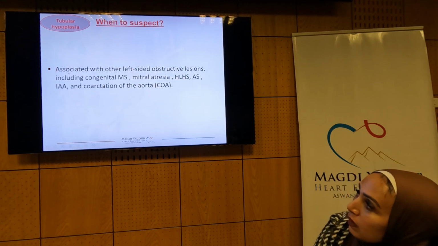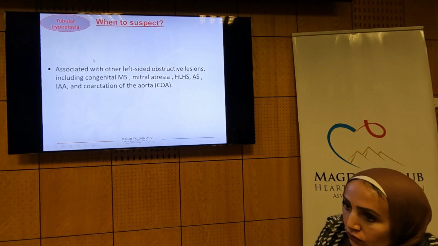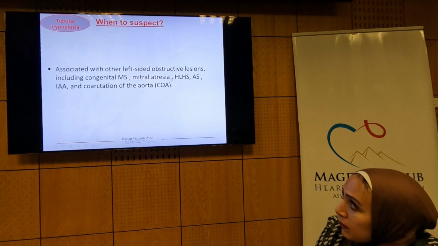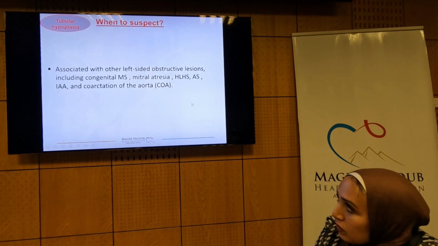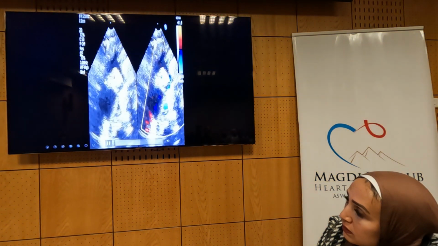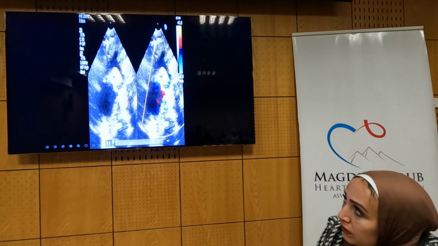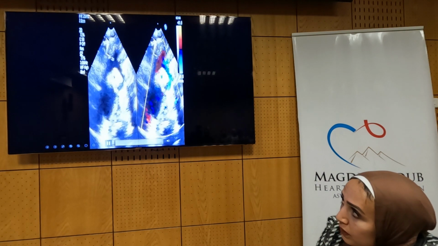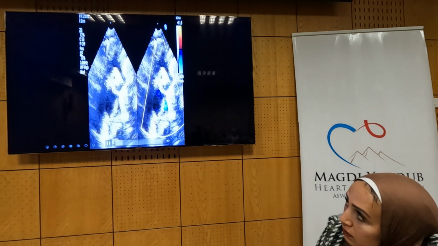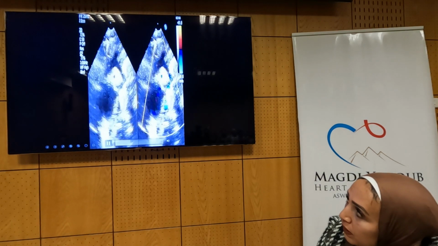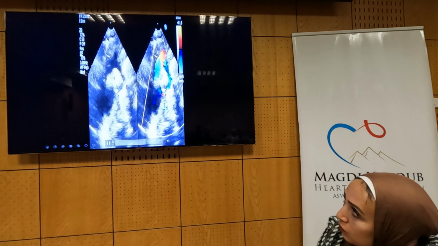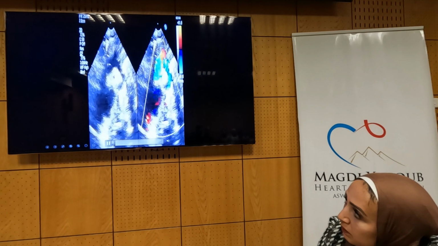This tubular hypoplasia is not a common disease. It is associated with other left obstructive lesions like mitral atresia, hypoplastic left heart syndrome, and coarctation of the aorta. And this is how it looks. This is the suprasternal long axis. You have here the ascending aorta. You have the arch with the neck vessels, but you find something abnormal here, and you find abnormal flow. So this is the ascending aorta, but something has happened here.